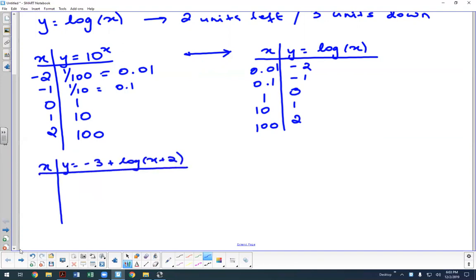So remember what we said, our graph is moving 2 units to the left and 3 units down, which means from each of the x values, we need to subtract 2. So what will be 0.01 minus 2? So from each of these x values from the logarithmic table, we're subtracting 2 from the x, and we'll actually be subtracting 3 from the y values to get the table for that transformation function. So again, what is 0.01 minus 2?